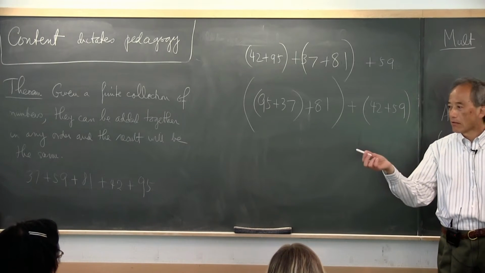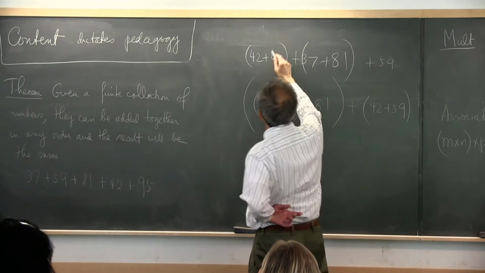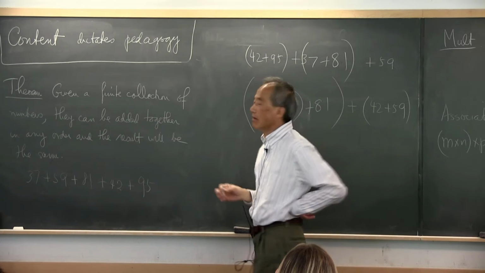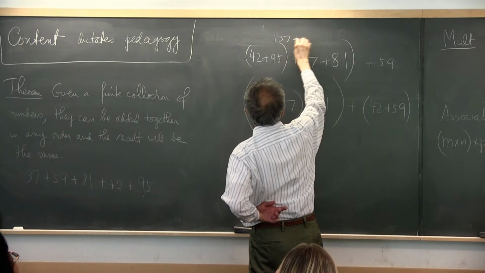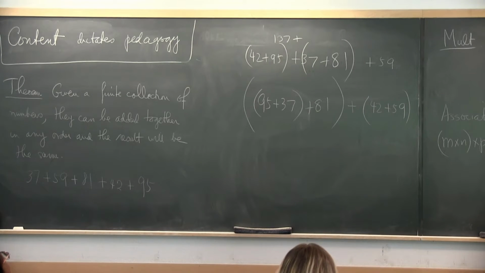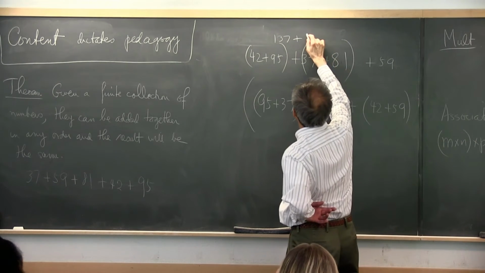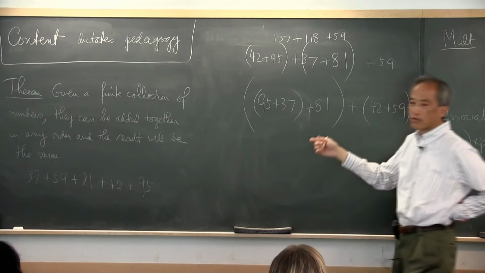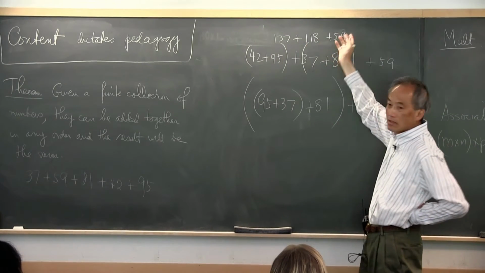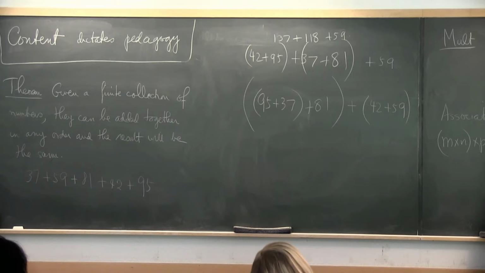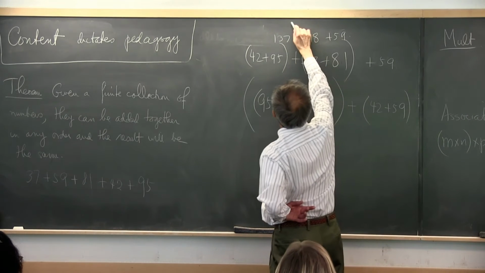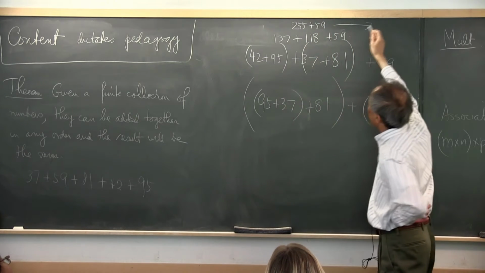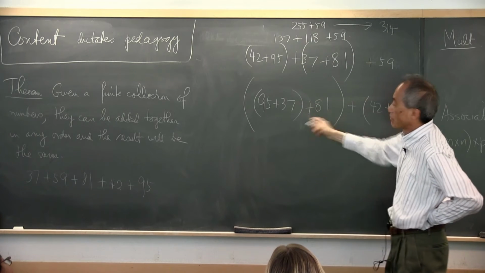Okay, you count. You do this one first. 42 plus 95 is 137, and then 37 plus 81 is 118. Okay, so 59. Then it's understood. You like it. And this, just add that. 255. And at the end, what do you get? 214.